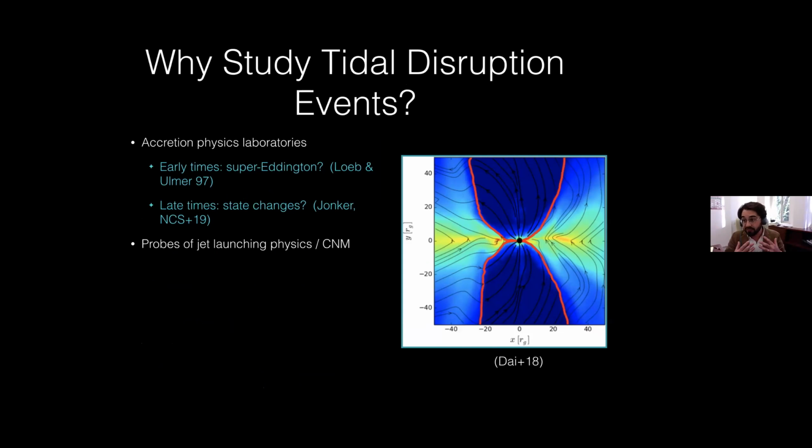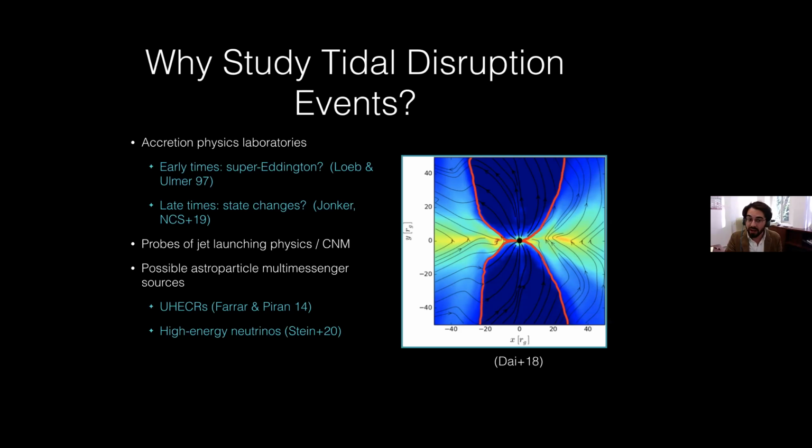We know that a subset of TDEs also launch relativistic jets, so we can use this subset of TDEs to probe questions about jet launching mechanisms and to understand something about the circumnuclear medium, the ISM on subparsec scales in quiescent galaxies. Theorists have speculated for a long time that the TDEs which launch relativistic jets may also be major sources of interesting astroparticle events, such as ultra-high energy cosmic rays or PeV neutrinos.